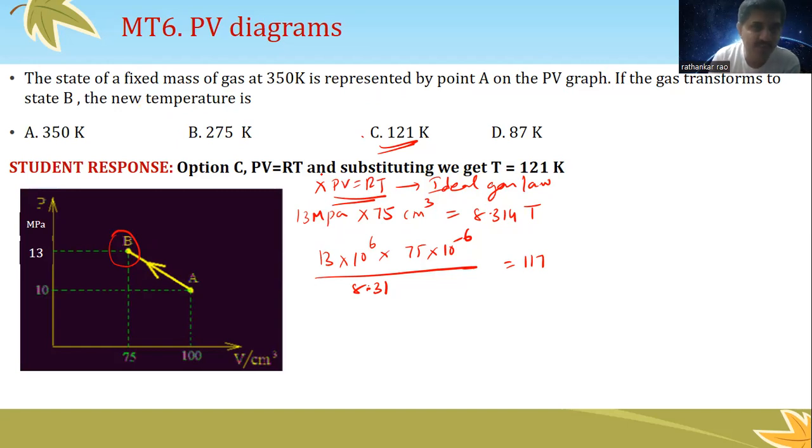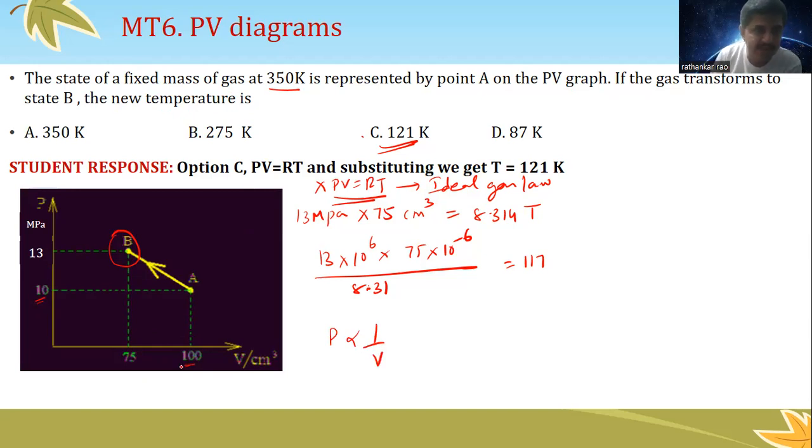The easiest way to proceed here is that it says a fixed mass of gas at 350 Kelvin is represented like this. And if the gas transforms to state B, the new temperature is. Now, what's happening here? Notice this. Pressure here is 10 megapascals. Corresponding to 10 megapascals, volume was 100. And when pressure is increased, volume is decreasing. Which means P is inversely proportional to V. That's what is happening here.